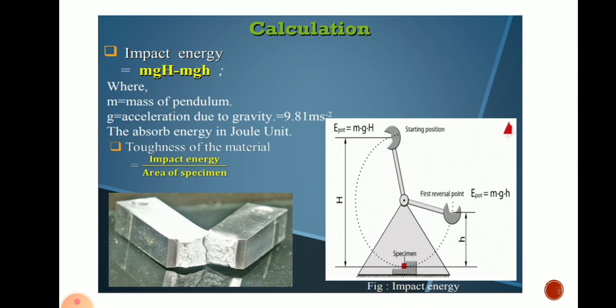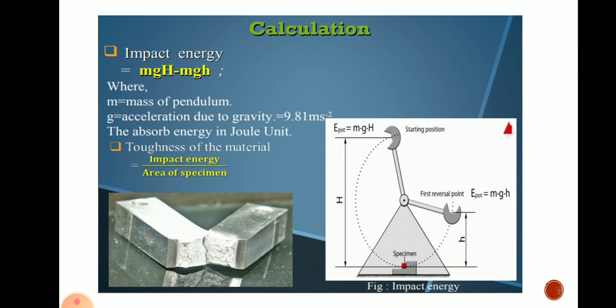So the initial potential energy can be given by mgH, where small m is the mass of the hammer, g is the acceleration due to gravity, which is 9.81 meters per second squared, and capital H is the height initially measured. So mgH will be the initial potential energy. After hitting, we get the small h height of the pendulum or hammer. So there we can find the final potential energy.